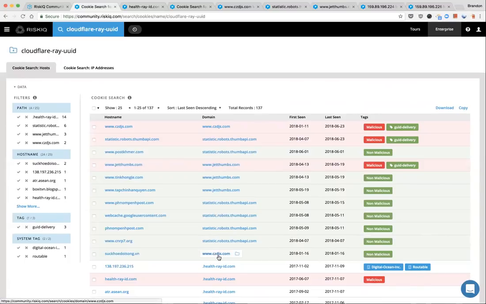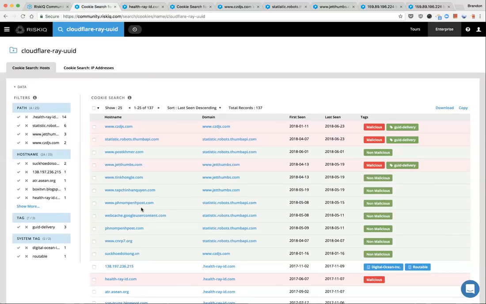czdjs.com, statistics.robot.thumbapi.com, and then www.jetthumbs.com. And so what's interesting here is we can essentially infer that these websites are likely to be malicious because they're also delivering this same Cloudflare-Ray-UUID cookie, and that there are also a number of websites that we know were previously compromised that were non-malicious, that were referencing the old infrastructure, and now they're referencing this new infrastructure.